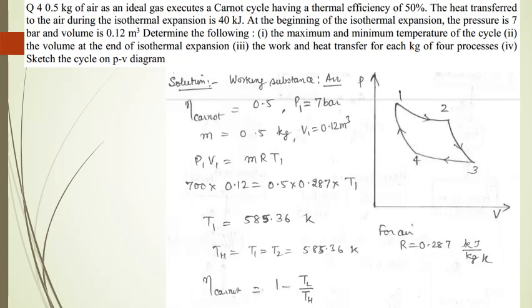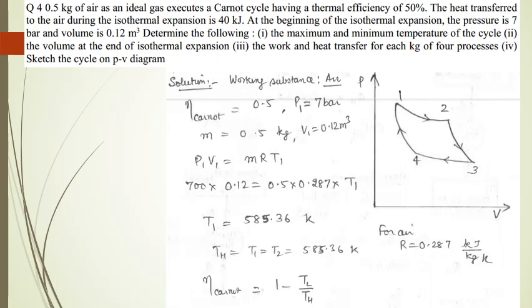T1. So T1 comes out to be 585.36 Kelvin, and I should mention here also that pressure has to be put in kilopascal, volume in meter cube, and R is the gas constant for air, which is 0.287 kilojoule per kg per Kelvin. Now this T1 is also equal to T2, as 1 to 2 is a reversible isothermal process, and that is the high temperature of the cycle.